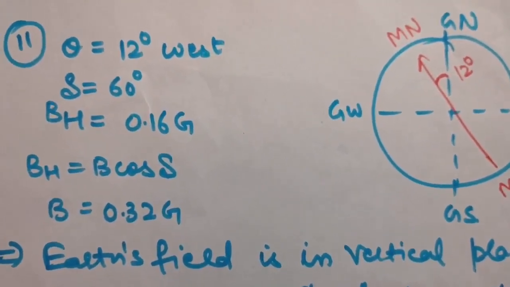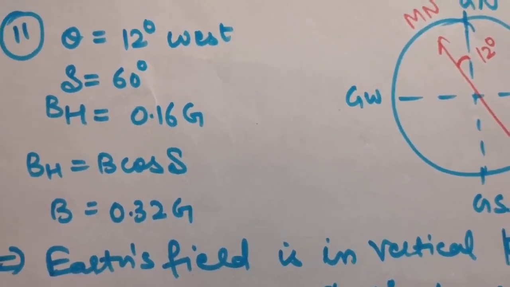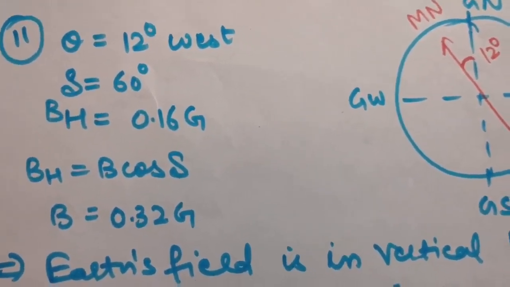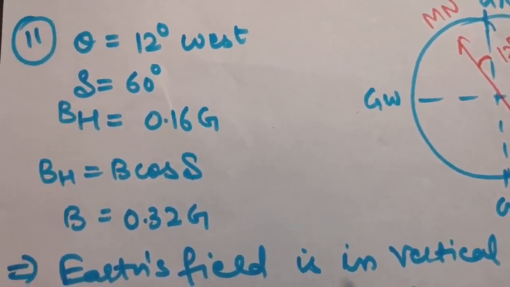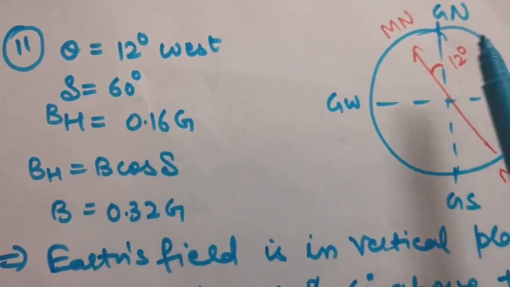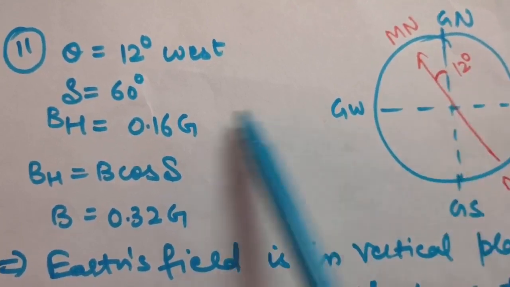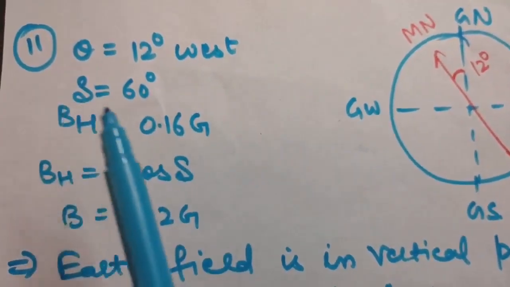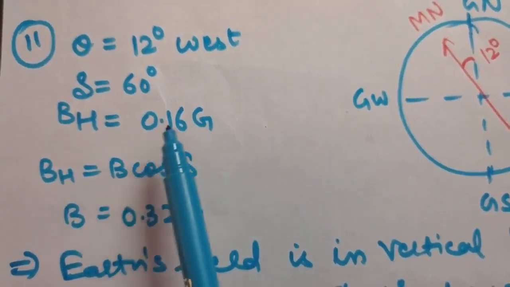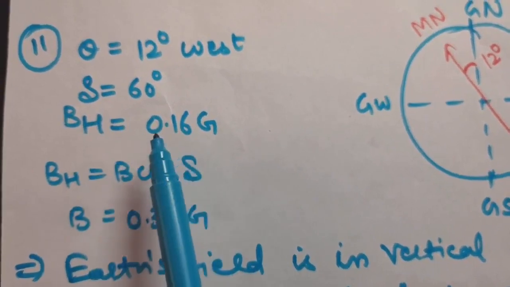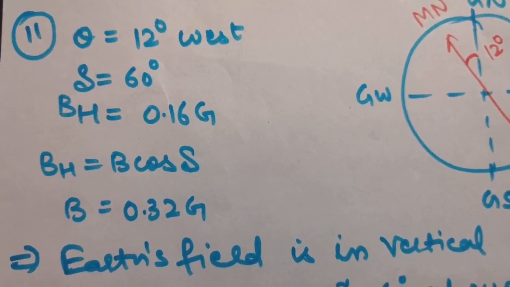So as in the question it is given, we are using a dip circle. Dip circle is a device which gives you the value of the angle of dip. So if it is pointing 60 degree above the horizontal, that means angle of dip is 60 degree. Okay, and as you know, the angle between geographical axis and magnetic axis is theta. So theta is given to be 12 degree west side. Del is given to be 60 degree. Horizontal component of Earth's magnetic field is given in the question to be 0.16 Gauss, and you have to calculate the direction and magnitude of Earth's magnetic field.